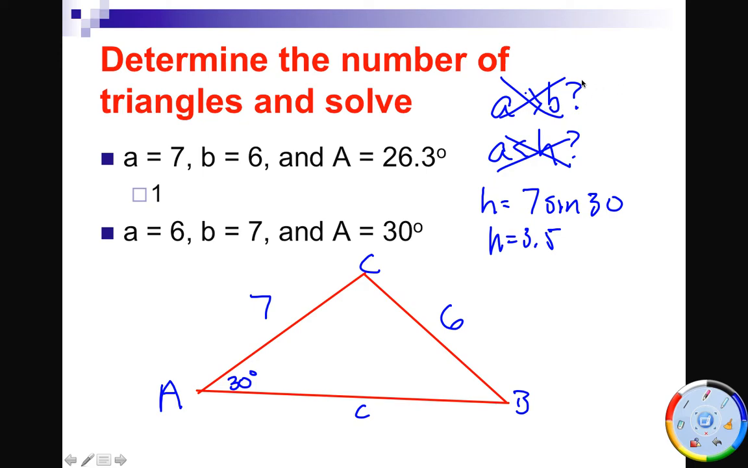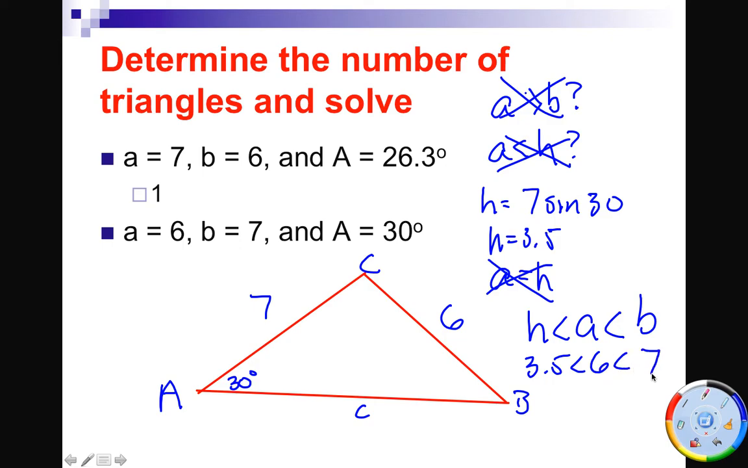Is A bigger than B? No. Is A less than H? No. Is A equal to H? No. Is H less than A less than B? Well, let's figure that out. It's easier if we have numbers: 3.5 less than 6 less than 7. Yes. And if that statement is true, then you get two triangles.